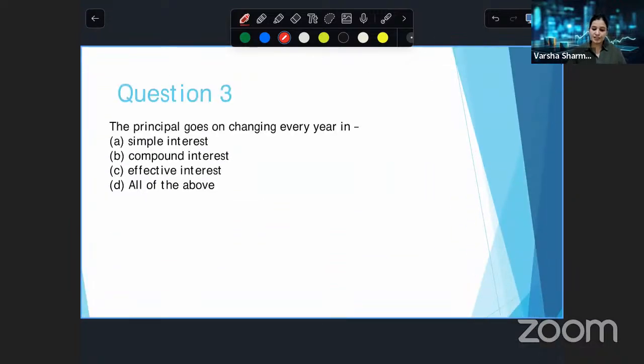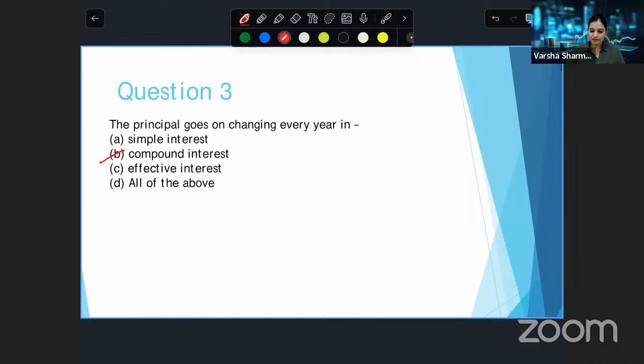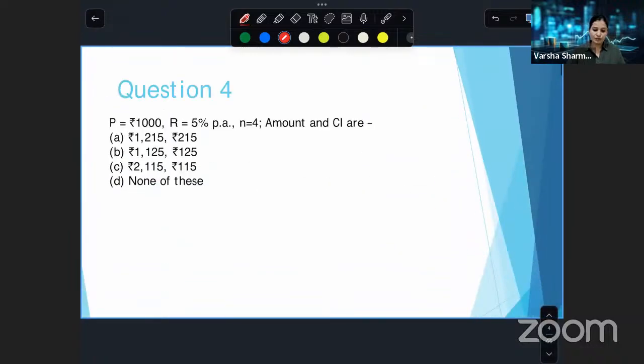Question number 3. The principal that goes on changing every year is known as compound interest. The principal that goes on changing every year in compound interest. Question number 4.